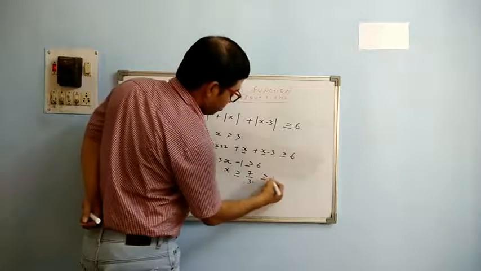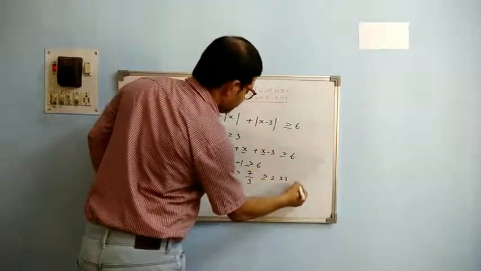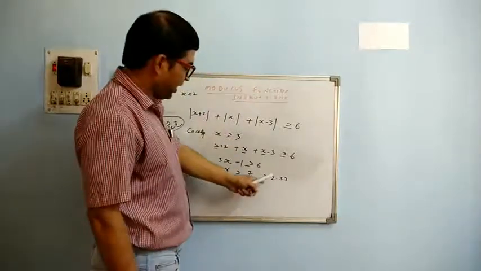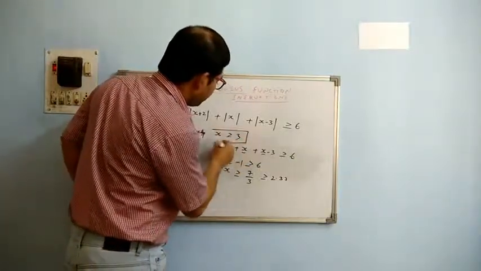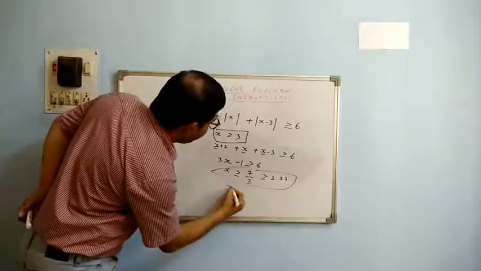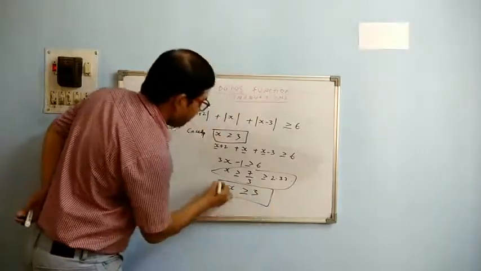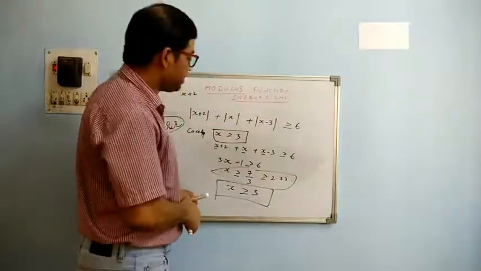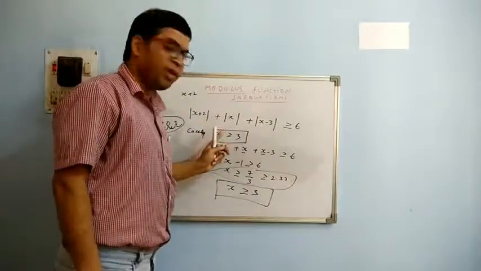What is that? 2.33, like this. Okay. See, our assumption was that x should be greater than or equal to 3, and here we are getting x should be greater than 2.3. So the solution which is common to both that we have to take is that x should be greater than or equal to 3, which will satisfy both our assumption and the thing we are getting. Hope you are understanding the inequation involving the modulus function very clearly.